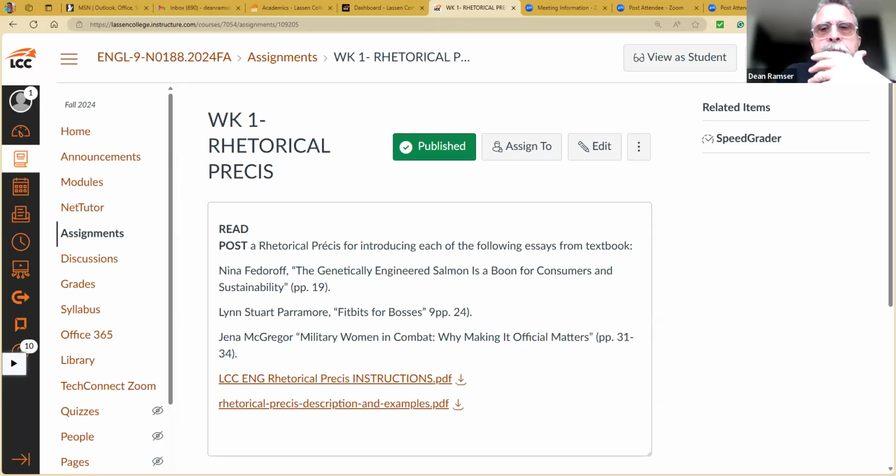It's a four-sentence template, the rhetorical precis. The first sentence introduces the author and the title of the work, and what the argument is, using a rhetorically active and accurate verb. Here's an example of a rhetorical precis. It's pretty decent, I think. Stop share here. Go back to screen share, make sure that you can see it as well as me.